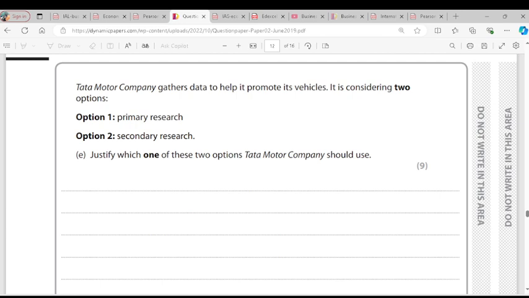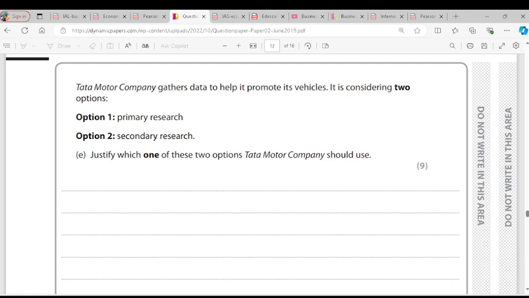Question 3E. For question 3E, we're supposed to consider 2 options. We have primary research and secondary research. They said Tata Motor Company gathers data to help it promote its vehicles. It is considering 2 options. The first option is primary research. The second option is secondary research. The question says justify which one of these options Tata Motor Company should use.